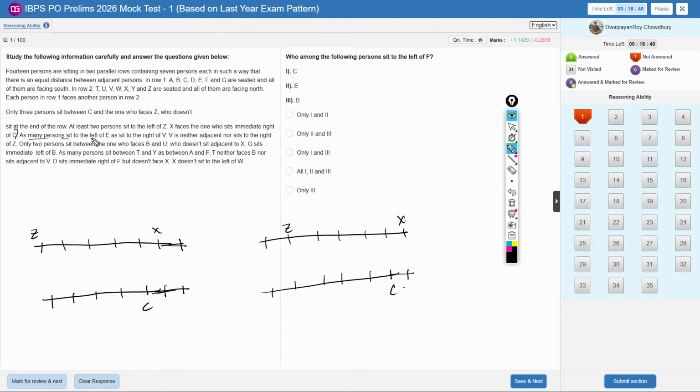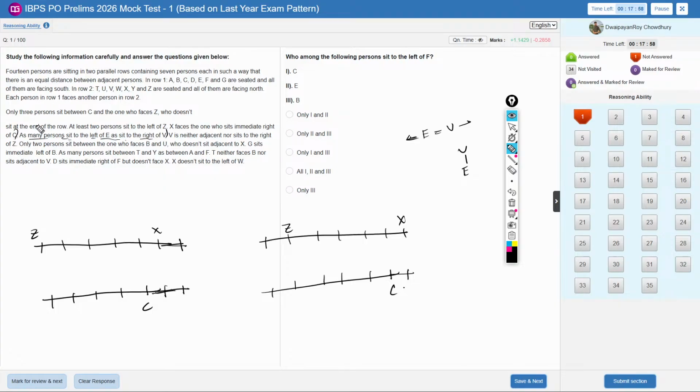As many persons sit to the left of E as to the right of B. So V will also be E. V is neither adjacent nor sits to the right of Z. Neither adjacent nor sits right of, so here these two, here also many options.